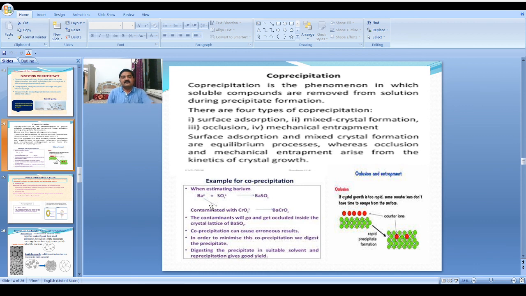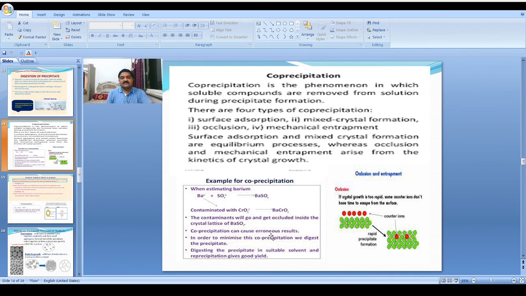It can be explained by the example of barium sulfate. If we ionize barium sulfate, we get Ba2+ and SO4 2-, forming barium sulfate. Along with the main precipitate of barium sulfate, there is an impurity, the contaminant chromate, which also forms barium chromate. This is the co-precipitate, formed along with the main precipitate. This contaminant gets occluded inside the crystal lattice of barium sulfate, that is, engulfed in the main precipitate.